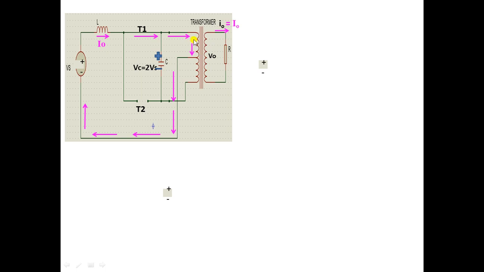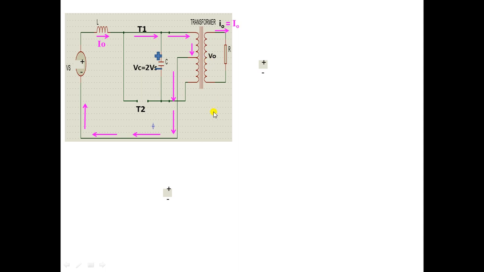See here, this voltage across the entire primary is 2Vs and it is center tapped here. So the voltage appearing across the secondary of the transformer will be half of this voltage. This voltage is 2Vs, so output voltage across secondary will be Vs. So V0 will be Vs. So this is our mode 1.